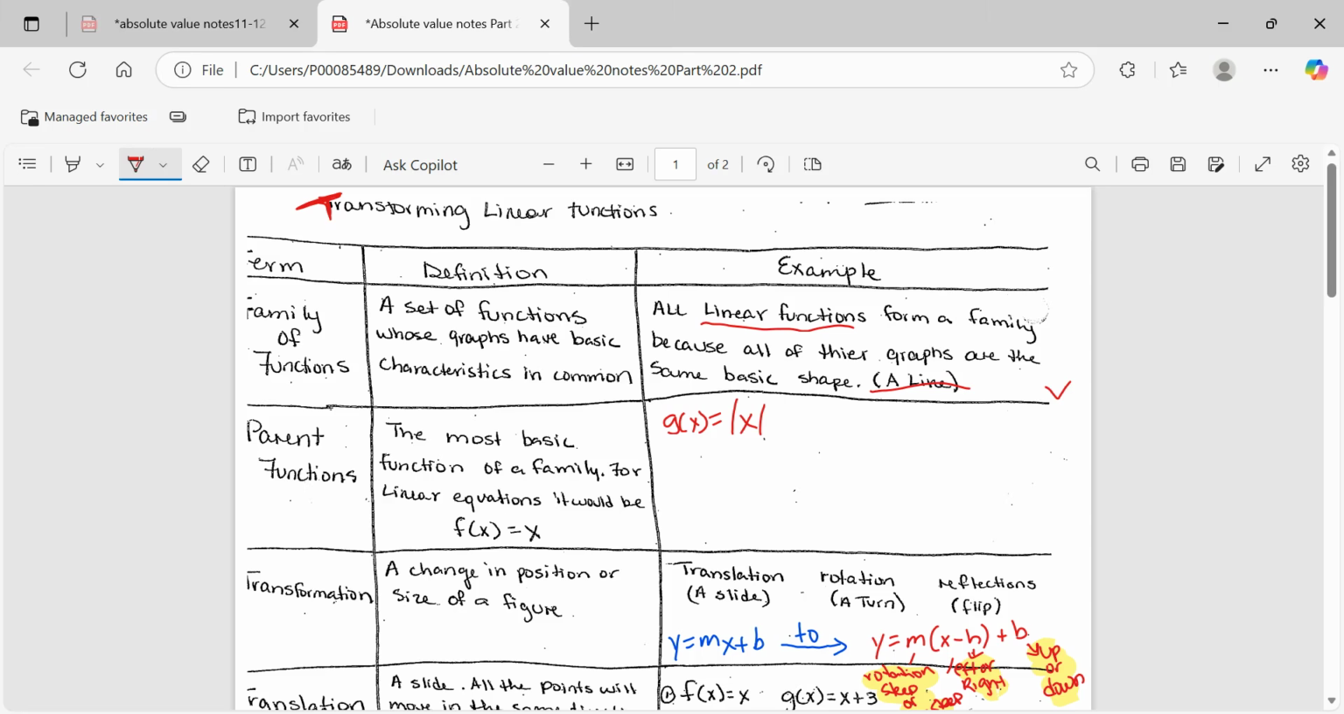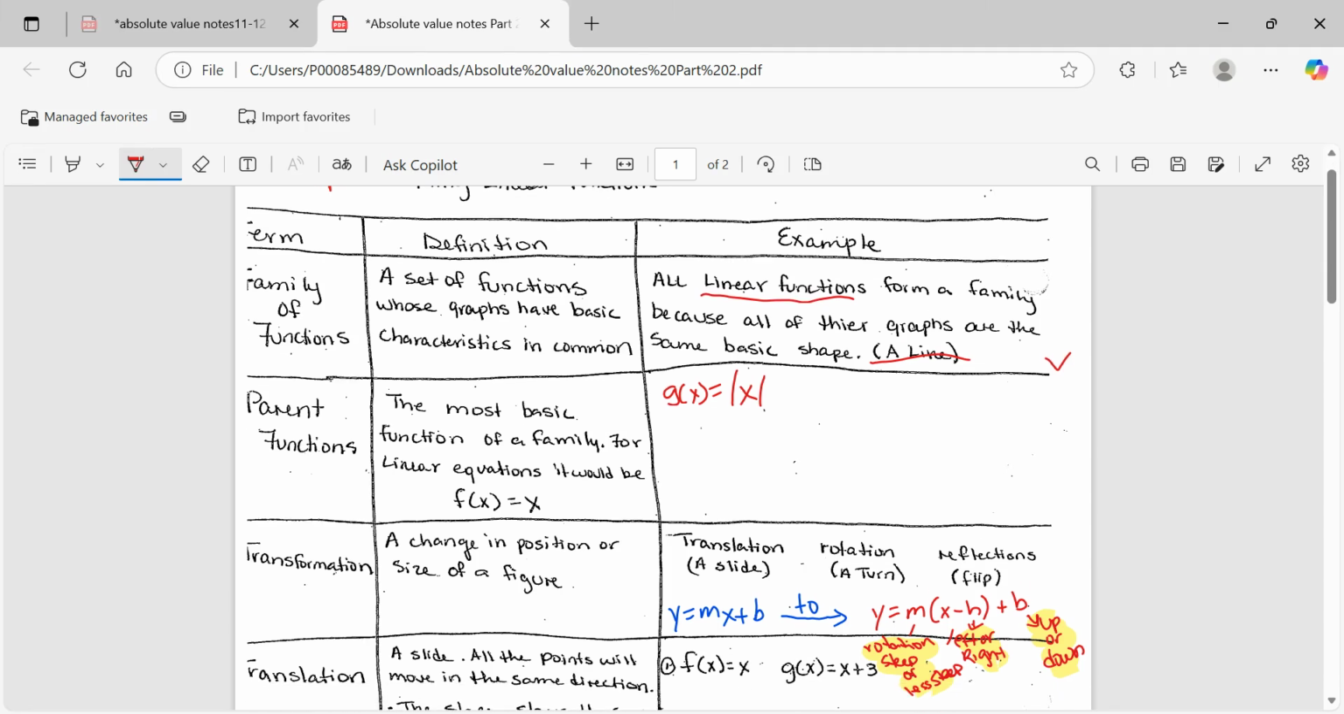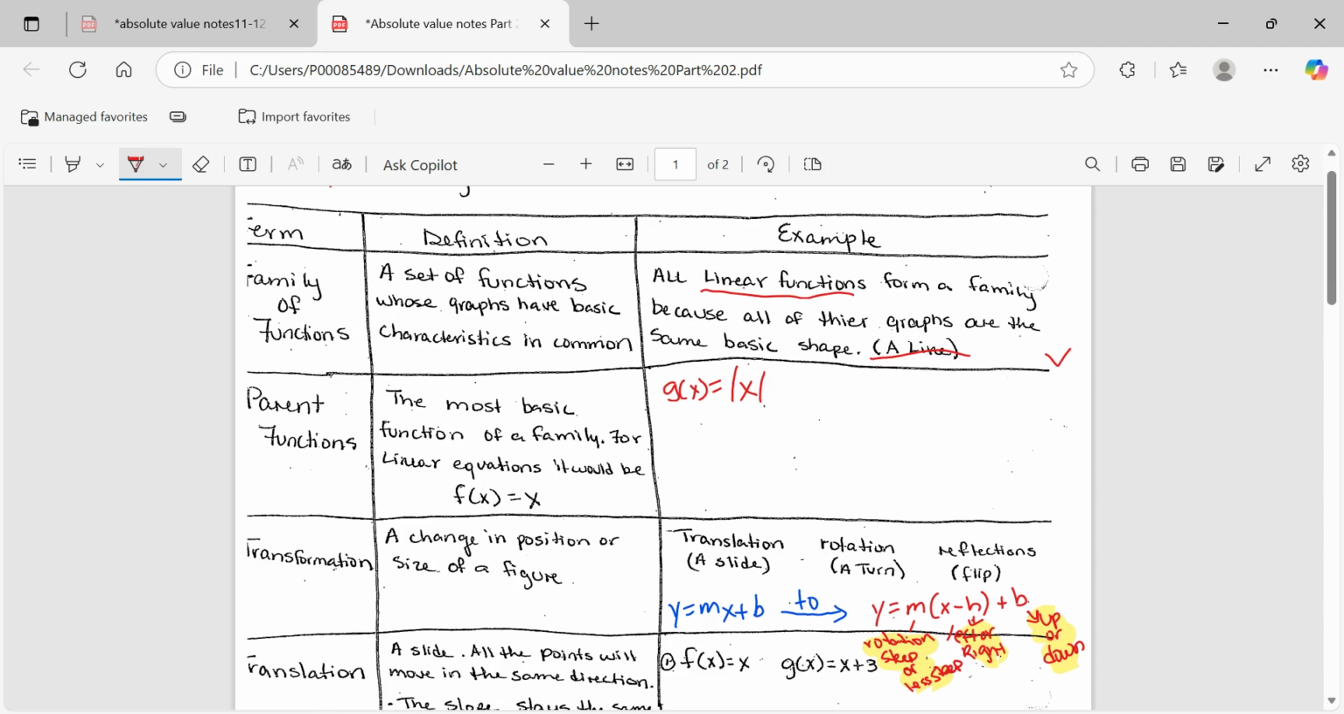A transformation is a change in position or size of a figure. In this case, we're just talking about a translation, which is a slide, a rotation, which is a turn, or a reflection, which is a flip. And we're going to talk about it in terms of functions, not in terms of shapes or figures that actually move.